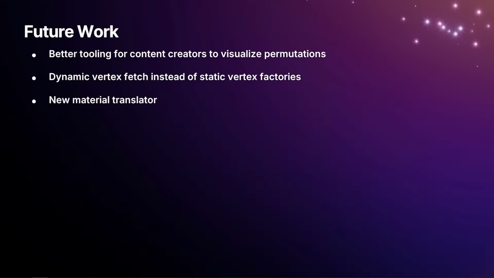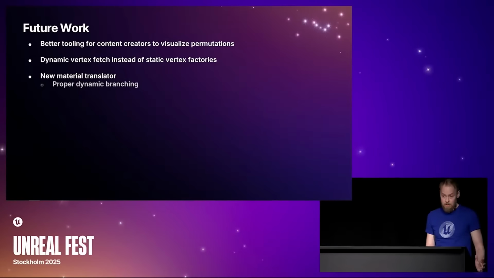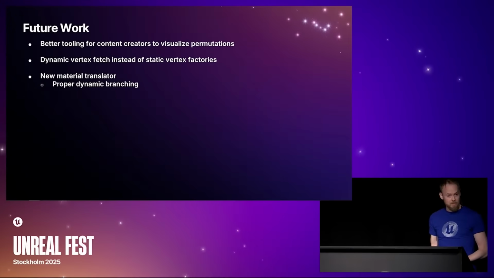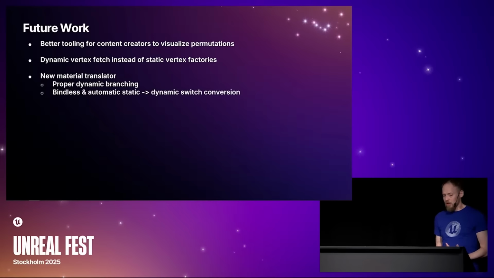As I mentioned previously, the new material translator is coming. Implementation's underway. There's a number of areas where this is going to help us in terms of shader reduction. So first is, as I mentioned before, proper dynamic branching, reducing the need for static switches to avoid expensive work. The one that I think is potentially more promising is combining proper dynamic branching with bindless.